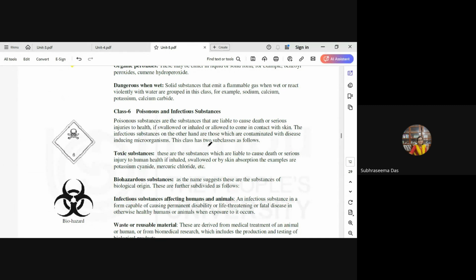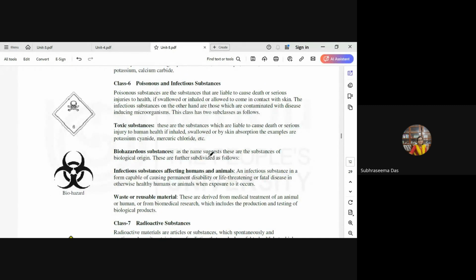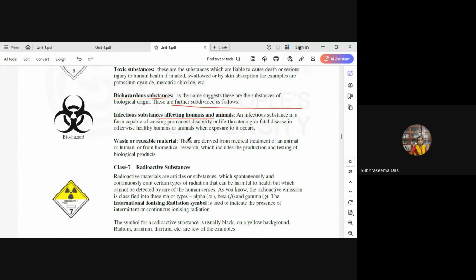This class has been divided into two subclasses, the first being toxic substances. These are substances which cause death when we inhale them, for example potassium cyanide and mercury chloride. The second is biohazardous substances. Biohazardous means substances which are of biological origin. These have been divided into two subclasses. One is the infectious substance affecting humans and animals, and the other is waste or reusable material. These are derived from medical treatment of an animal or from biomedical research, which includes the production or testing of biological products. So these are also called biohazards.